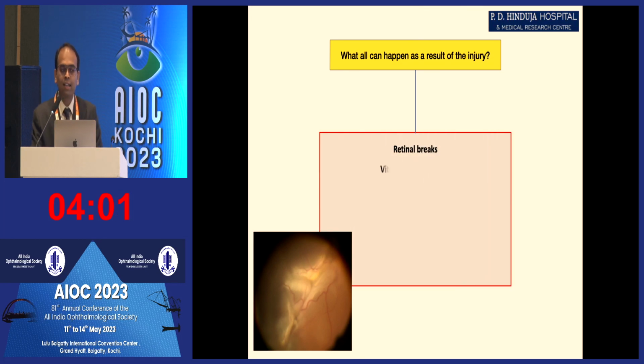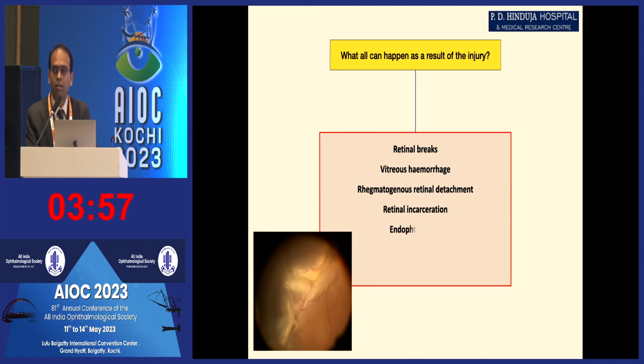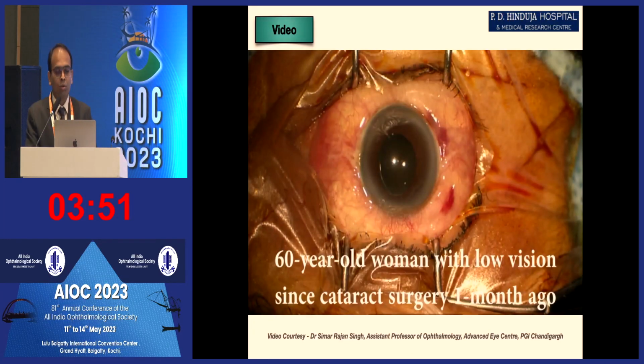So what can exactly happen? You can have retinal breaks, vitreous hemorrhage, rhegmatogenous retinal detachment, retinal incarcerations, endophthalmitis, choroidal hemorrhage, and globe exposures. So let me go quickly through the video.